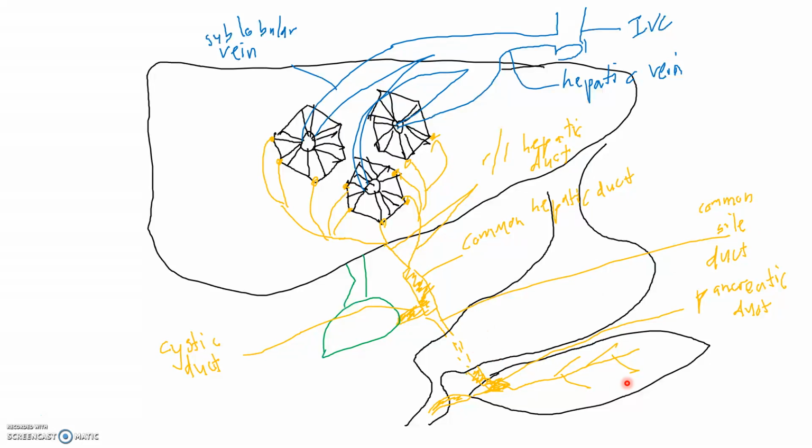Common bile duct as well as pancreatic duct will open at the duodenum, or to be precise, the second part of the duodenum. There's also a sphincter called the sphincter of Oddi, but it's another part of the video. It's an anatomical part of the pancreas, and not only bile, it will also secrete pancreatic juice into this part of the duodenum. So this is the whole structure of the biliary system.